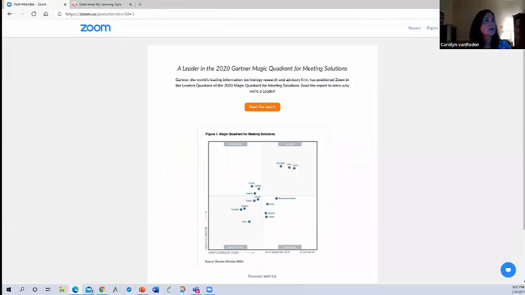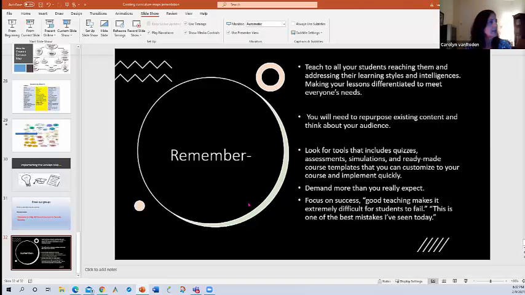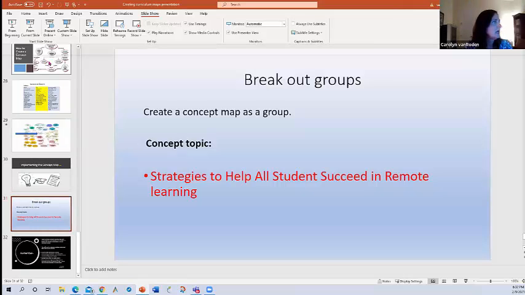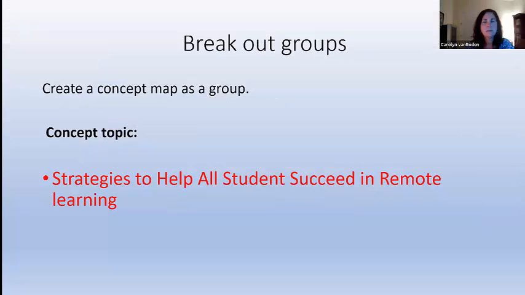Okay, so 7 different ways, 7 ideas to come up with this. And what I'm going to have you all do is go into breakout groups, and you're going to create a concept map as a group. I know there's a few of us here, Melissa's going to put us in the groups.